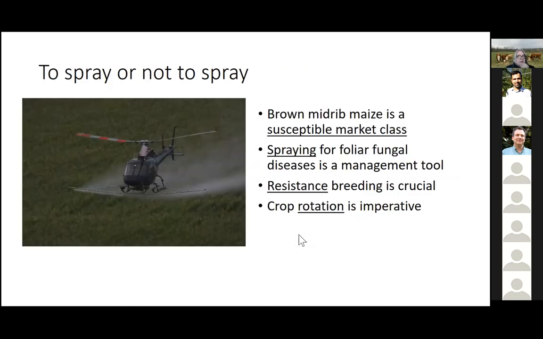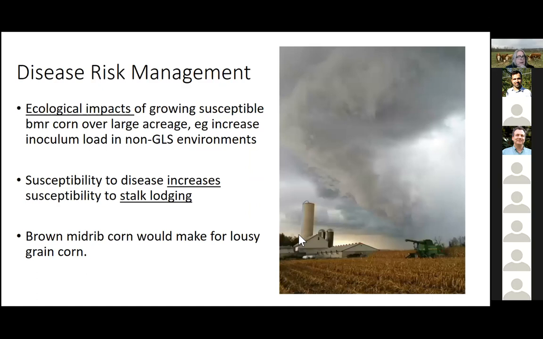So to spray or not to spray? Brown midrib maize is a very susceptible market class, hands down. It has a long way to go in resistance breeding to make up for it. Spraying for foliar or fungal diseases can be a very sustainable management tool. Resistance breeding is crucial, crop rotation is imperative, and we want to talk about disease risk management. You saw in an earlier slide that gray leaf spot has really taken off.